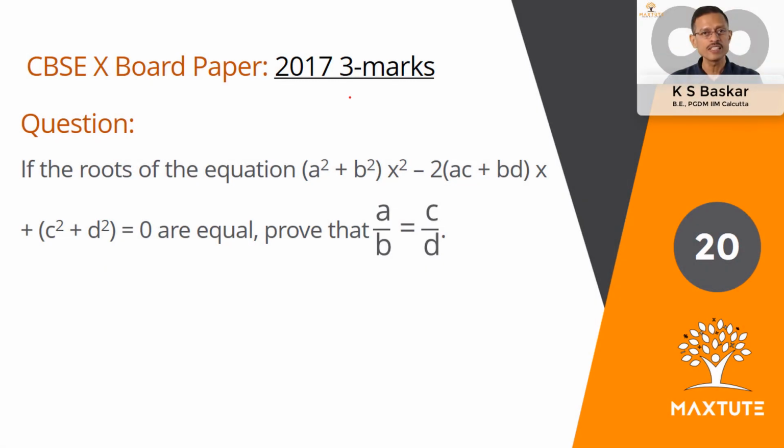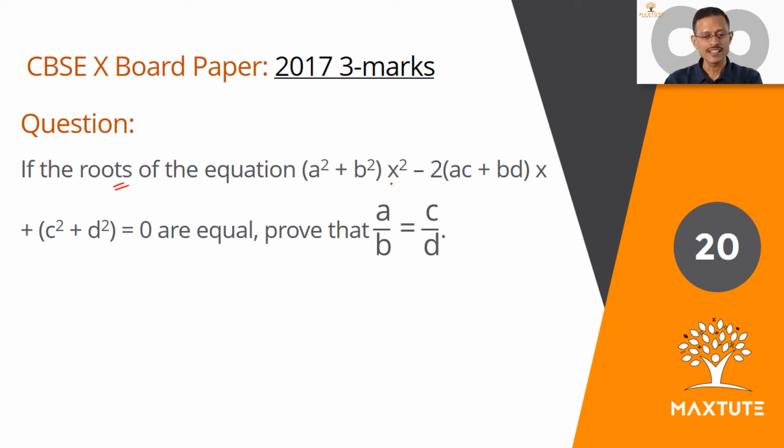This question appeared as a 3-mark question in the 2017 CBSE 10th standard board exam. The equation actually looks a bit daunting to start with. The roots of the equation (a² + b²)x² - 2(ac + bd)x + (c² + d²) = 0 are equal. The roots of this big equation are equal. What we need to prove is a/b = c/d.